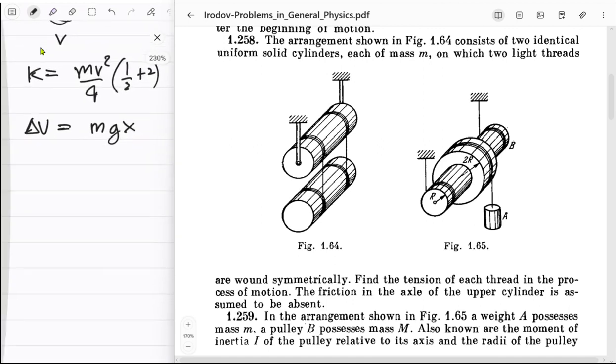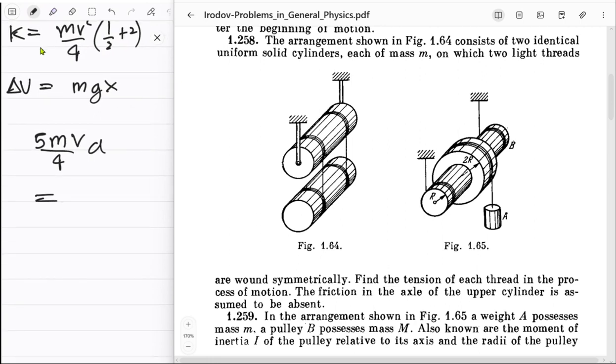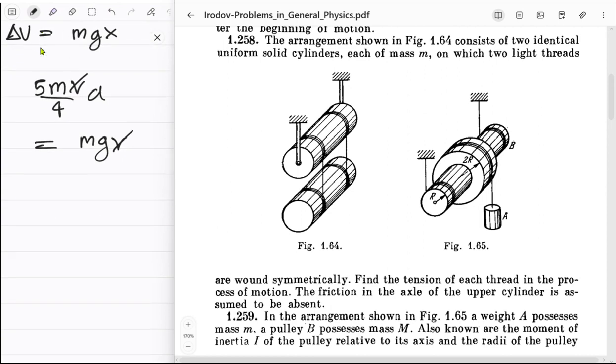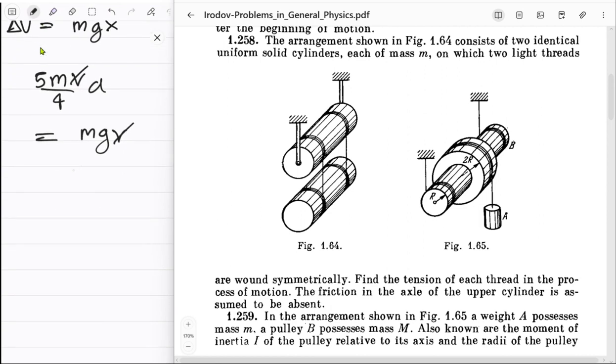So just differentiate and equate. So you've got mv upon 2 times acceleration, you've got 1 upon 2 plus 2 even now. So just write this as 5. So 5 mv upon 4 times acceleration is equal to mgx, mg dx upon dt, which is mg times v. Now we can do that. Cool. This cancels. Now even though v is not equal to omega r, it's still something that you can use.